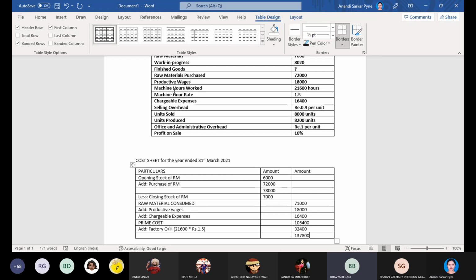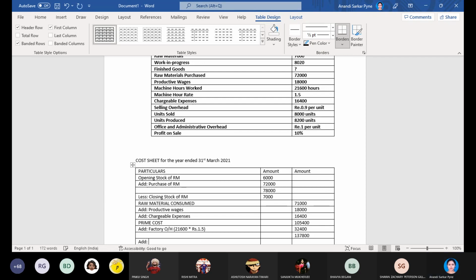Ma'am, there is work in progress mentioned. We will be adding that, it is different, but factory overhead means miscellaneous other expenses of the factory, which are not mentioned. Got it. So factory overhead we have found out, and along with this, we will be adding opening work in progress and deducting closing work in progress.